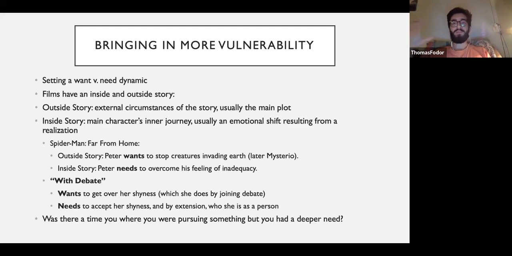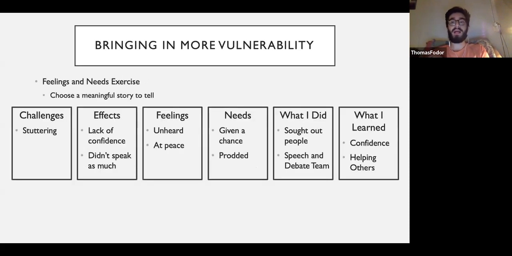what is the surface level story here? As in, what is the main challenge that I am facing with this story? All right, what is something that is important to me? And the way that I would push this back to the feelings and needs exercise is, oftentimes you can connect these two together by looking at what you did and what you learned. Because if we look back at the last slide, you can see the idea of a want versus a need in this exercise.